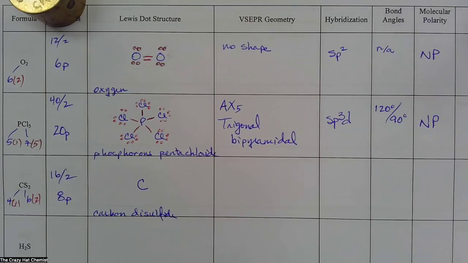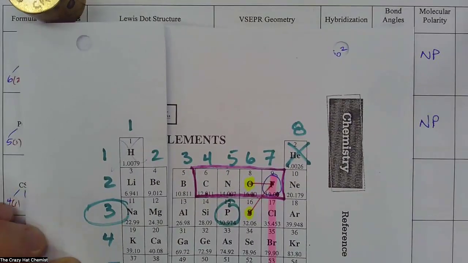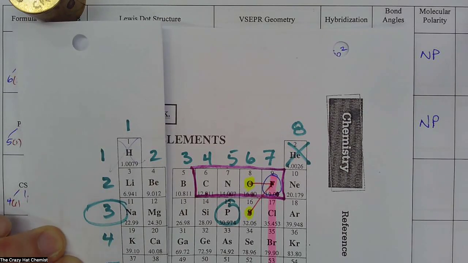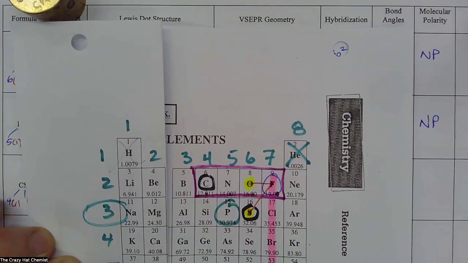And it just so happens that carbon and sulfur have the same value of electronegativity of 2.5. However, let's check this out. Carbon and sulfur have the same value of electronegativity. And I don't know if you knew that or not, but carbon and sulfur have the same value of electronegativity.